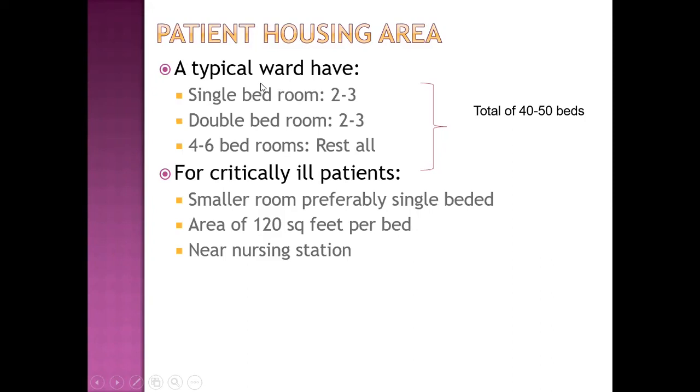Patient housing area. A typical ward has single bedrooms, double bedrooms, and 4 to 6 bedrooms. There should be at least 2 to 3 single bedrooms, 2 to 3 double bedrooms, and the rest as 4 to 6 bedded rooms. And a total of 40 to 50 beds can be there in a particular ward. For critically ill patients, smaller rooms are preferable, especially of single bed, and an area of 120 square feet per bed is desired. And for critically ill patients, their bed should be as near as possible to the nursing station.